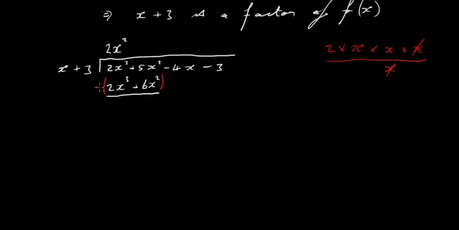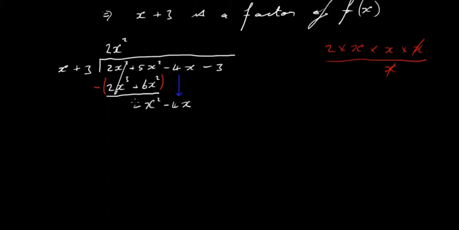So we're going to subtract these two terms. So minus 2x cubed plus 2x cubed gives us 0. Minus times plus here is minus. So we have 5x squared minus 6x squared. That gives me minus x squared. We're then going to take this term here, bring it down. So that's a minus 4x.